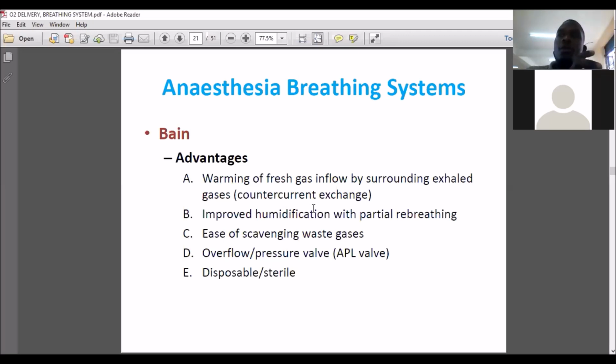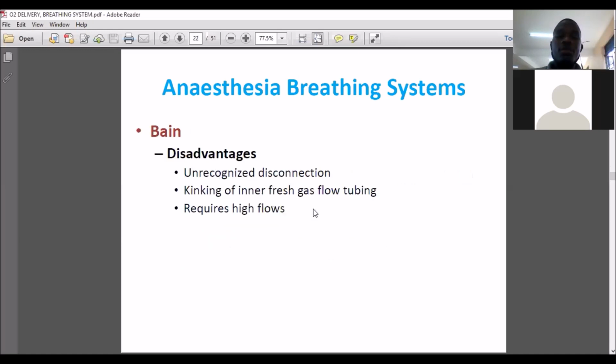So the bulb, if I open it, you can have partial rebreathing if the bulb is open. Then there is ease of scavenging waste gases because it has a valve. You don't overflow. Then the overflow or pressure valve. It has the other valve control, okay? So it can control how much you take in and you take out. And then it is disposable. Most of these masks are plastic, so you can throw them. So for us, we can use them.